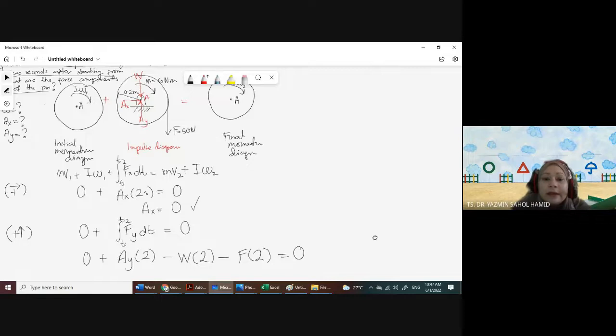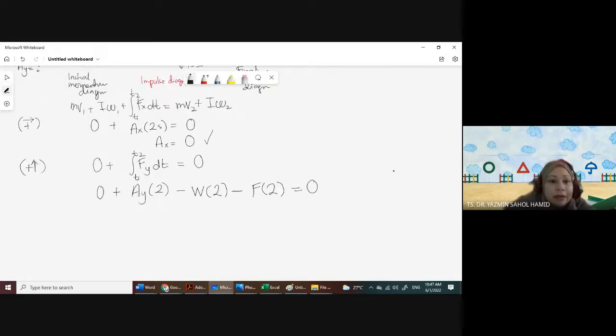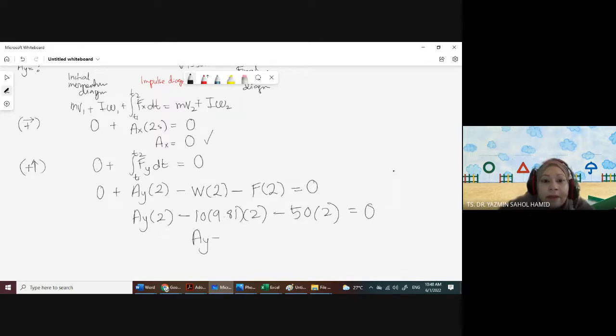Okay. So write down the equation. So you ada AY kali 2. m adalah mass. Mass dia berapa? 10 kali 9.81 kali 2. And then the force given berapa? 50 kali 2 equals to 0. So now what you can do is you can find AY. Can you tell me what is the AY answer?